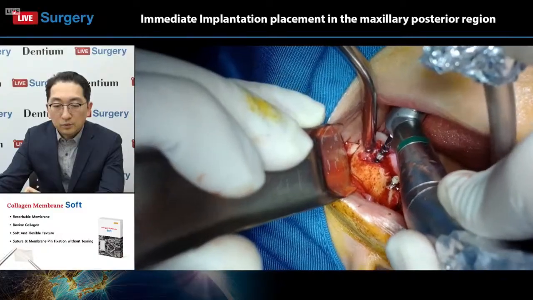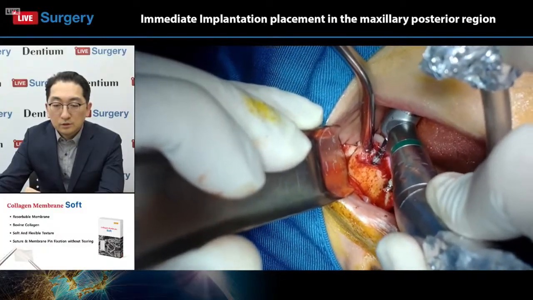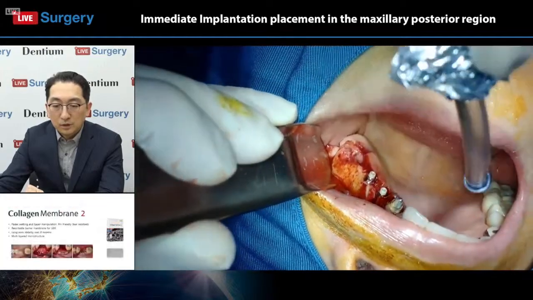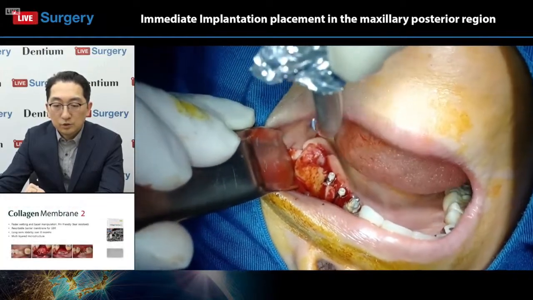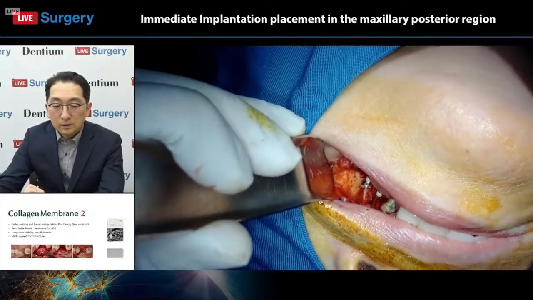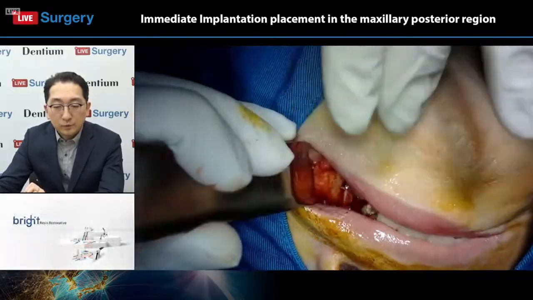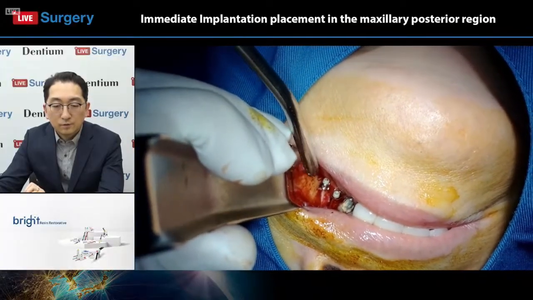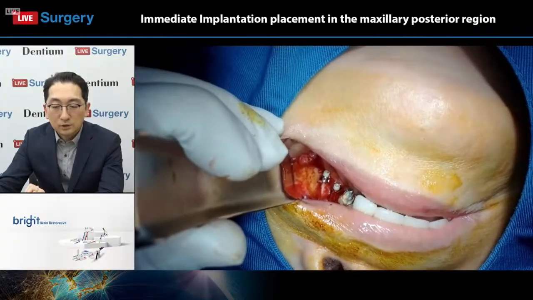When drilling in a posterior extraction socket, drilling is usually done on the septum, and it is important to secure the position well to prevent slipping. The initial drill of Bright system is a Lindemann drill, which is excellent for preventing slipping in such cases.